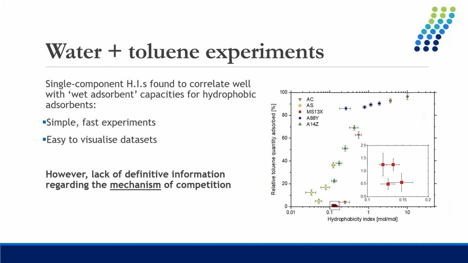This means that our single component isotherm data was actually able to give a fairly good prediction of what performance would be like in two component systems. It also provides an easy to visualize data set, and it's fairly quick to collect these data sets. However, because we're working purely gravimetrically, we're lacking any definitive information regarding the mechanism of competition. So although we can semi-quantitatively determine how much competition is occurring, we're not sure how it's happening.